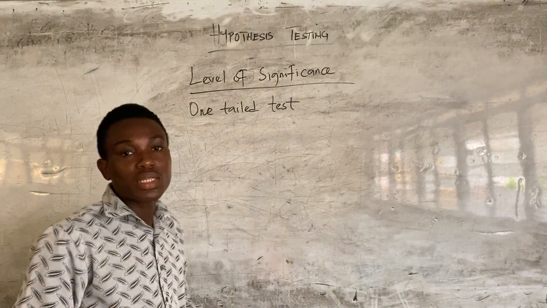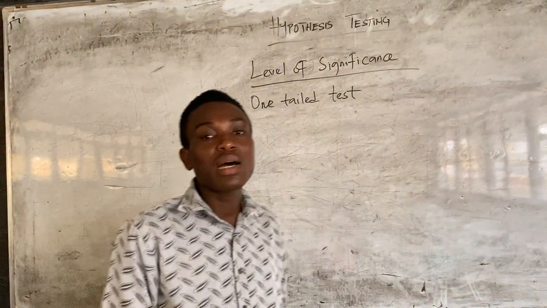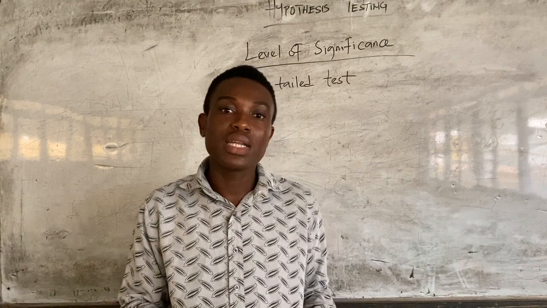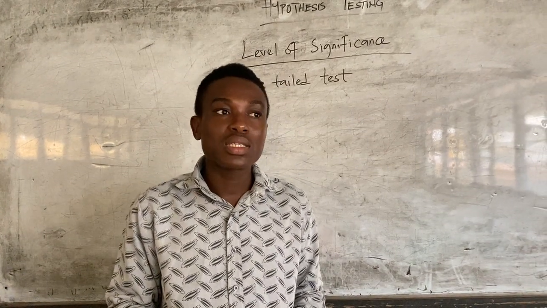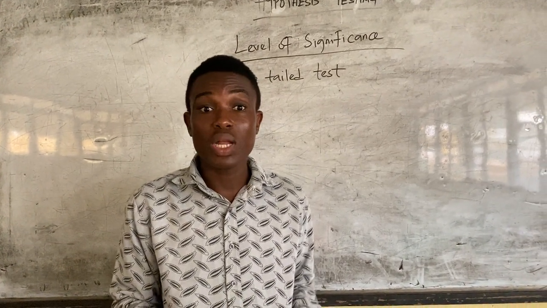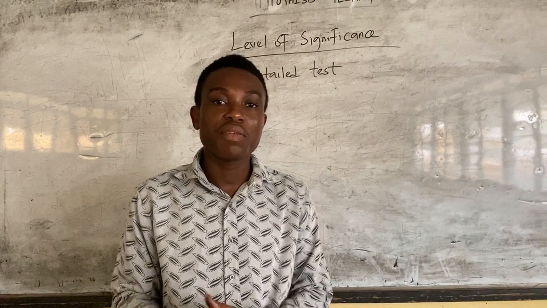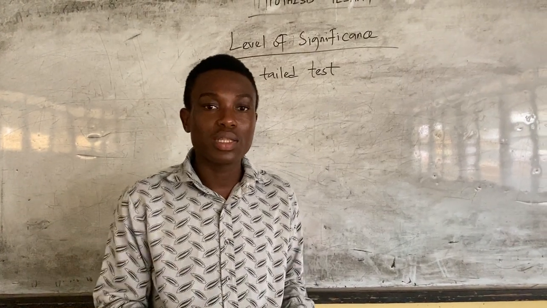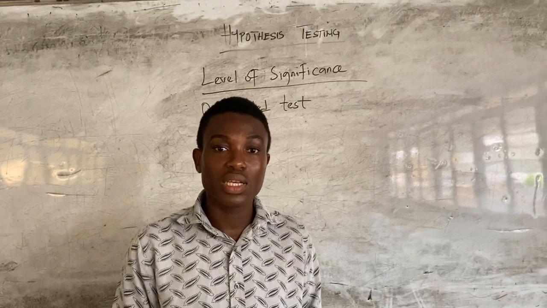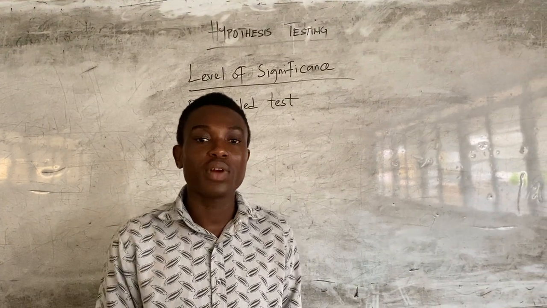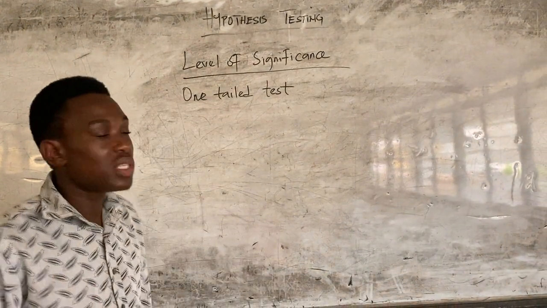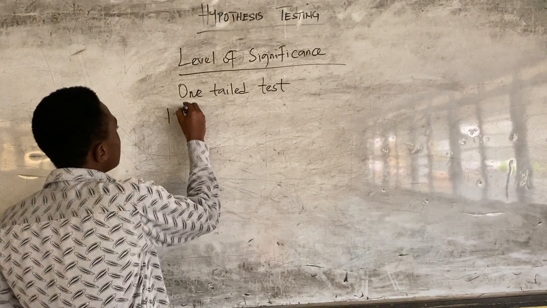A one-tailed test can either be a left-tailed or a right-tailed test. A one-tailed test is a test that is geared towards one direction. So it can either be a left-tailed test or a right-tailed test. So under one-tailed test, we have left-tailed and we have right-tailed.